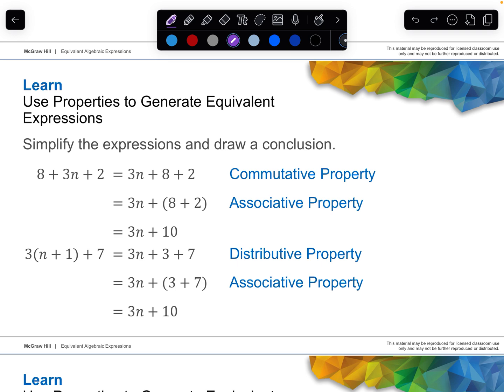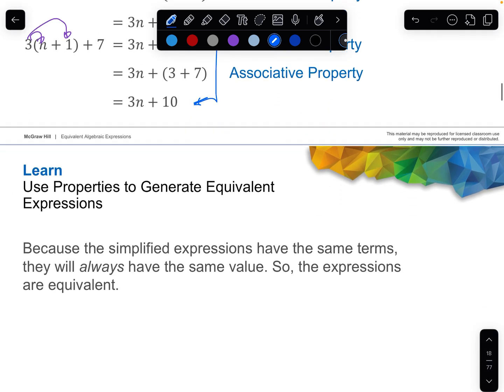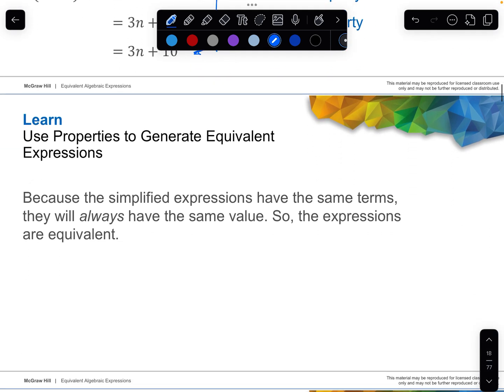Again, let's take the second expression. 3 times (n + 1) + 7 gives me 3n + 3 + 7. I now apply my associative property to give me 3n + 3 + 7, which is 3n + 10. And as you can see here, guys, these two expressions are the same. They are equivalent. Just as I said, because the simplified expressions have the same terms, they will always have the same value, so the expressions are equivalent.